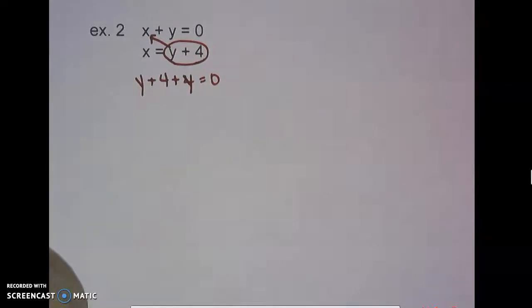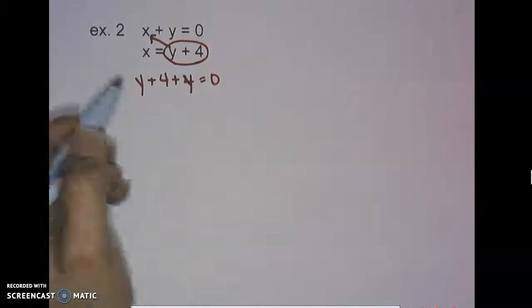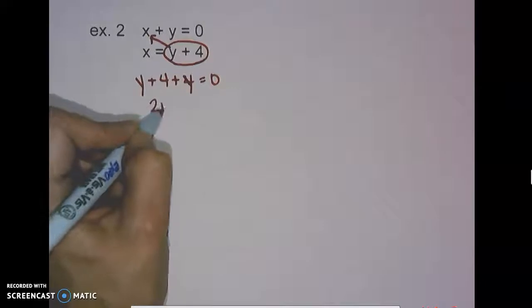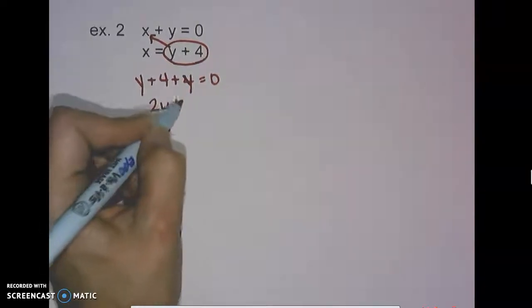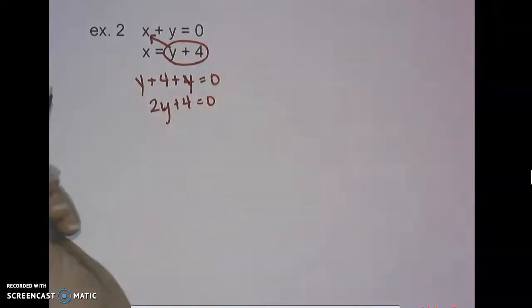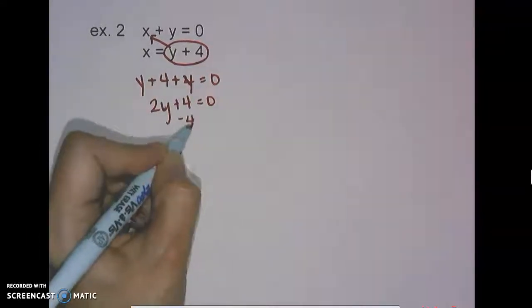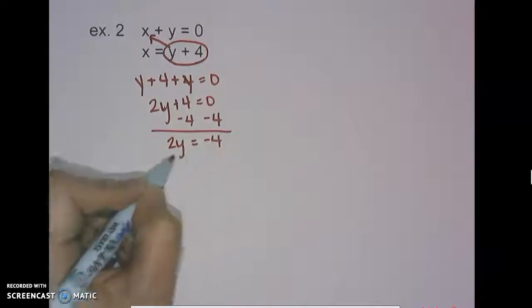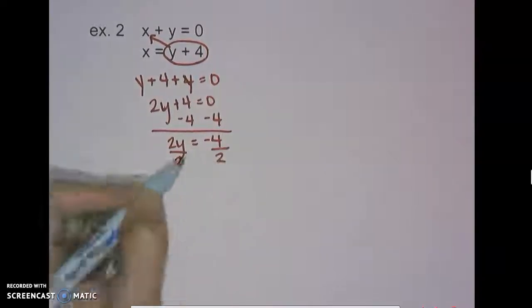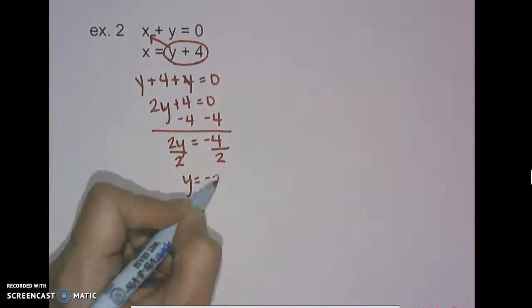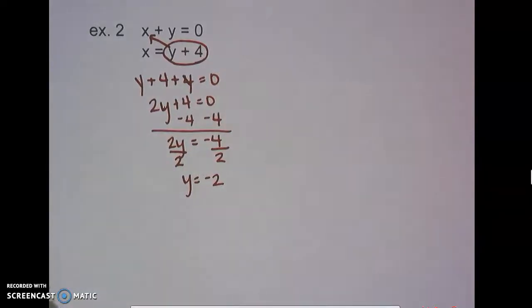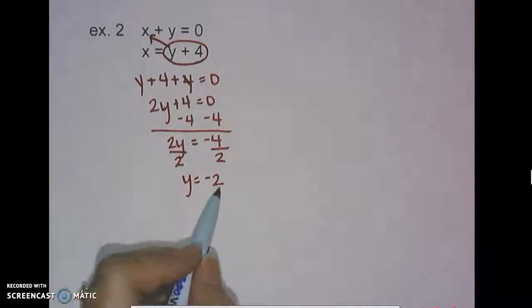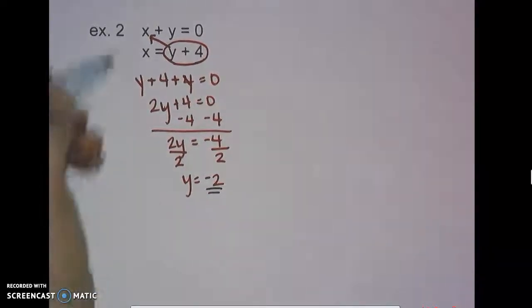Now we have an equation in one variable that we know how to solve. Combining like terms, we get 2y plus 4 equals 0. And then to solve for y, we're going to subtract 4 and divide by 2. So this tells us that y equals -2. Once we have one answer, we're going to take this y equals -2 and plug it in.